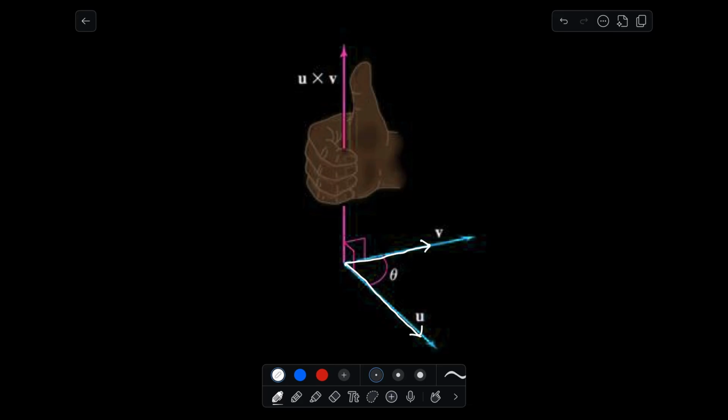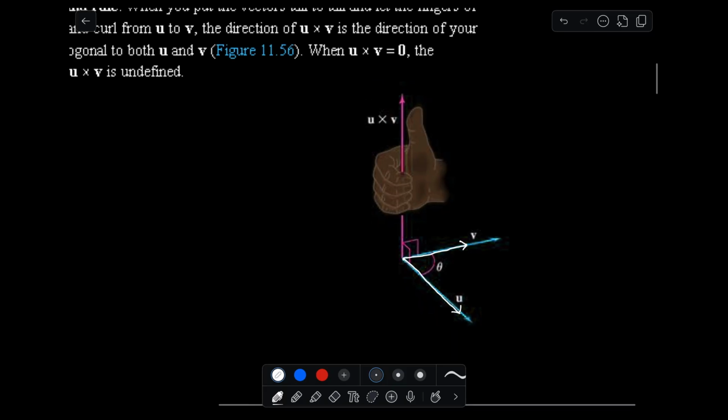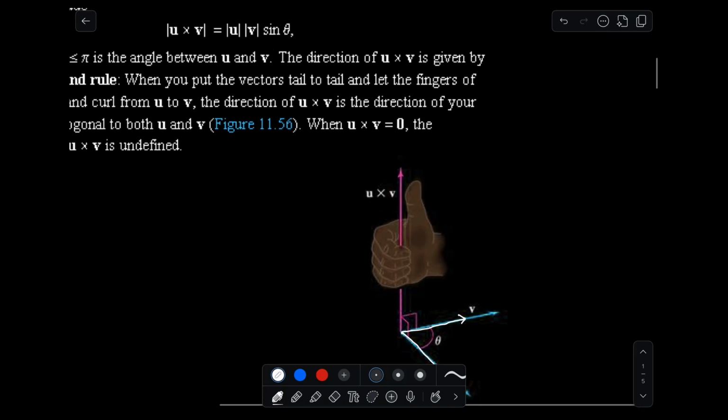However, if you do v cross u, your v is going to be your index finger, your u is going to be your middle finger, and then when you do the right-hand rule, your curl is going to be clockwise. It's actually going to be in the negative direction, right? So there's a couple of things to keep in mind. We can actually write that down real quick.